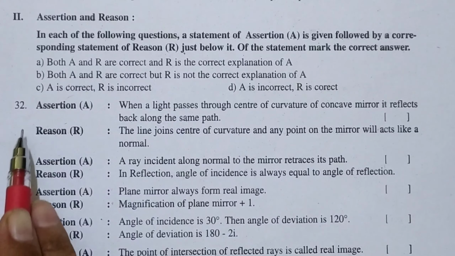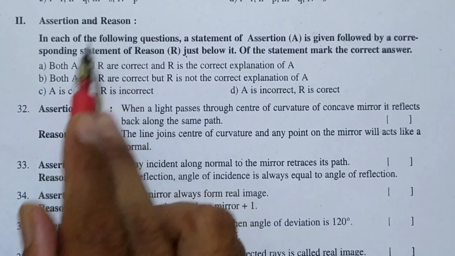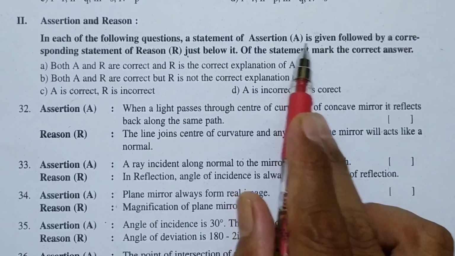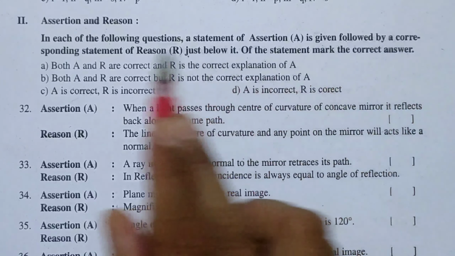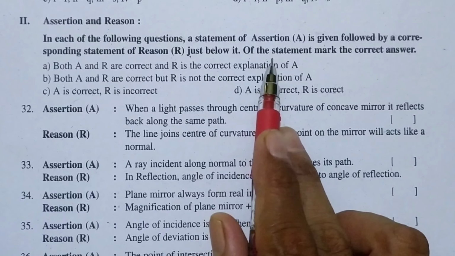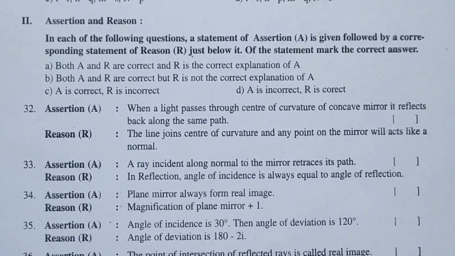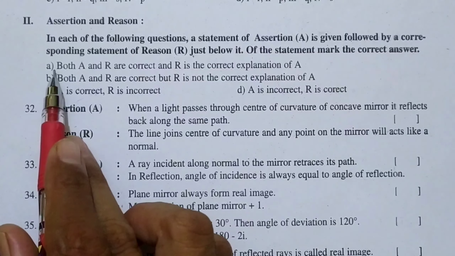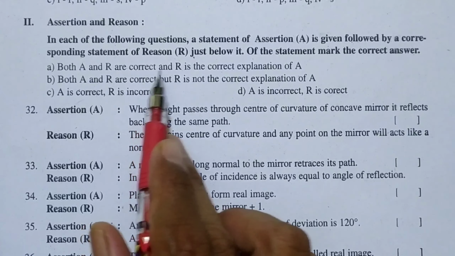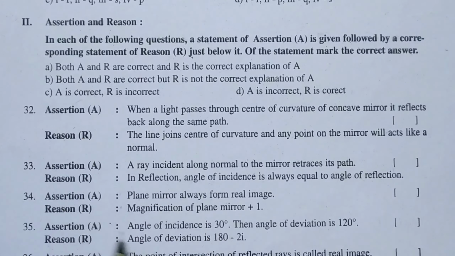Now we see question number 32. Here these are questions based on assertion and reason. In each of the following questions, a statement of assertion denoted by capital A is given, followed by a corresponding statement of reason, capital R, just below it. Of the statements, mark the correct answer. Now the question is that here there are four options. If both A and R are correct, and if R is the correct explanation of A, then we need to keep option a.